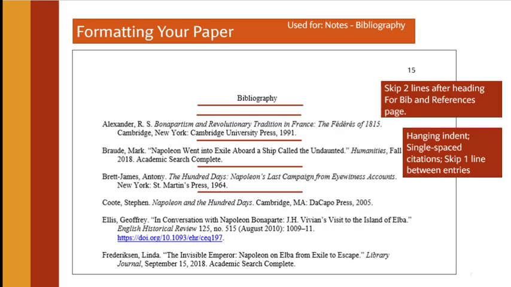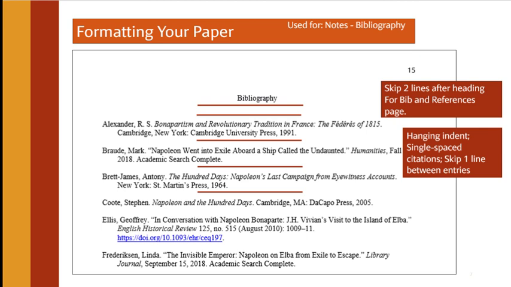In Notes Bibliography style, at the end of your paper, students will have a bibliography. Note that the word bibliography appears centered at the top of your paper. Skip 2 lines before beginning your first bibliography entry. The entries are single-spaced with an empty line separating each entry. Note that a bibliography is often in alphabetical order by the author's last name.